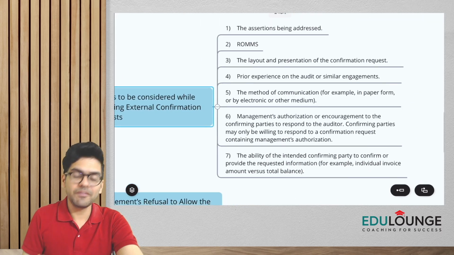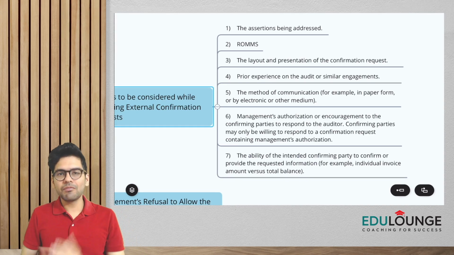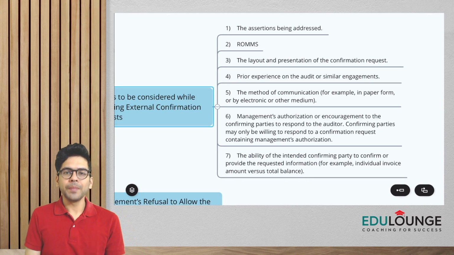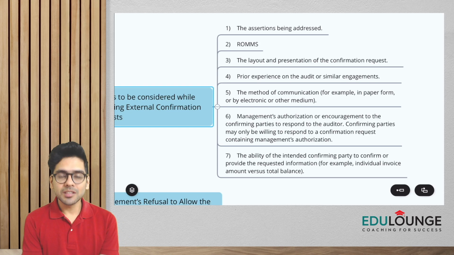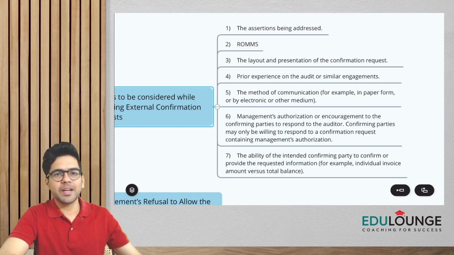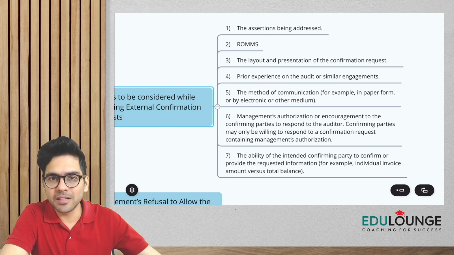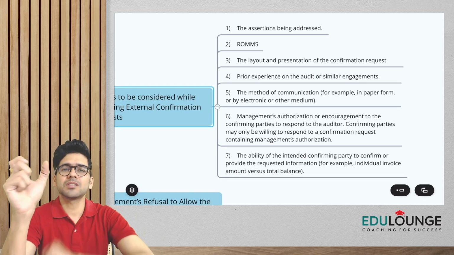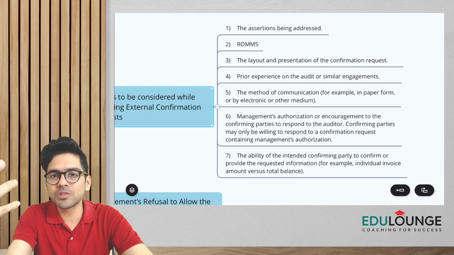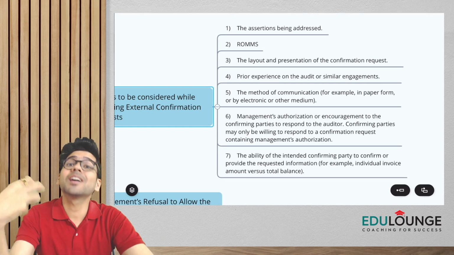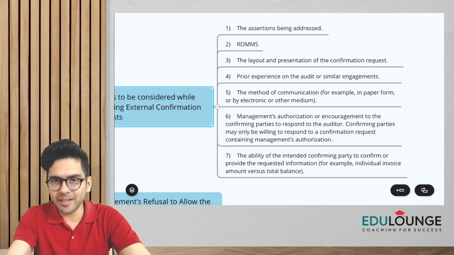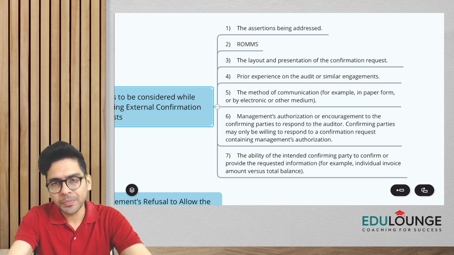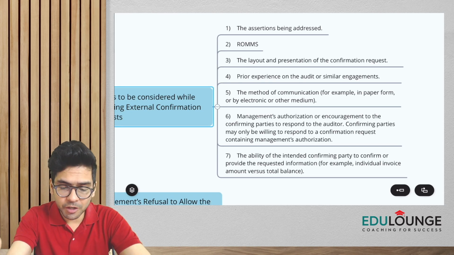Again, there are 7 points. So when you're designing the confirmation request, these 7 points have to be considered. What are the assertions that you are testing? Okay, now for example, guys, with respect to debtor balance, when I send an external confirmation request to a debtor, I am more concerned with the valuation, right, with the outstanding balance. So we have to see what assertion we are trying to test, number one, while you are making a confirmation request. The second is the level of risk of material misstatement.